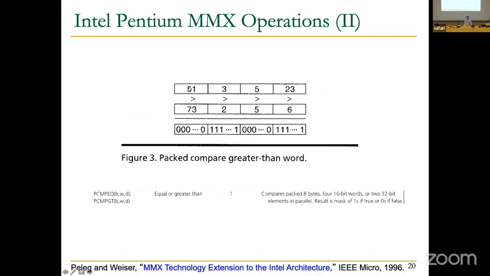So you basically compare 51 to 73. 51 is not greater than 73, so the result is all 0s in these 16 bits. 3 is greater than 2, so the result is all 1s in these 16 bits. 5 is greater than 5? No, that's not true, so the result is all 0s. 23 is greater than 6, so the result is all 1s.